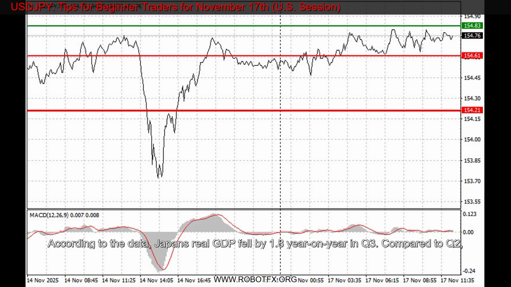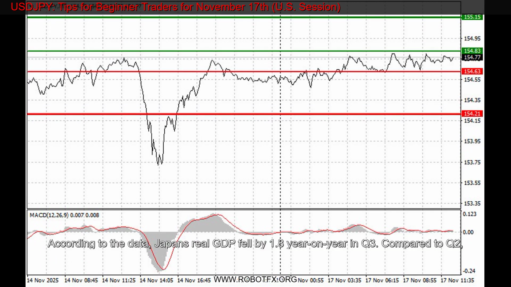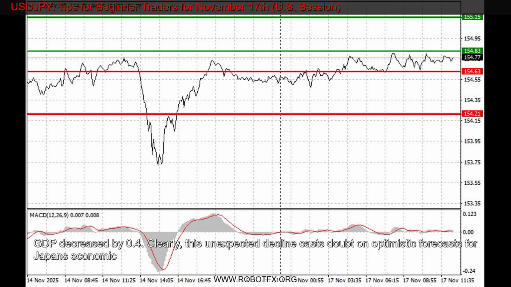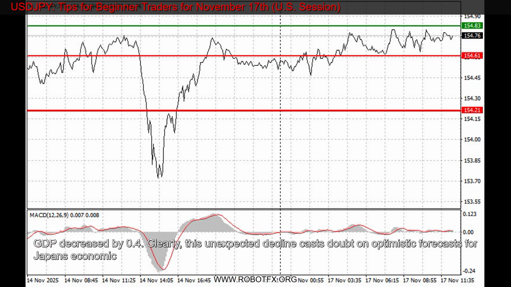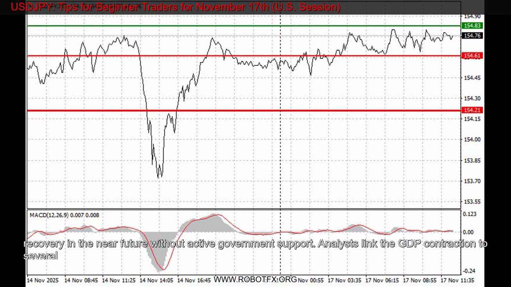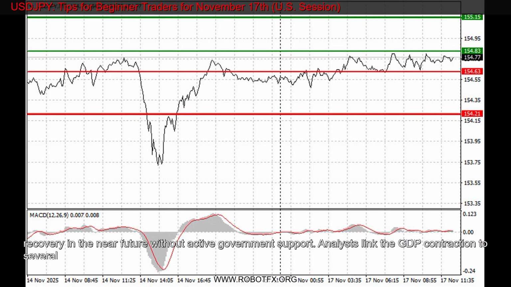According to the data, Japan's real GDP fell by 1.8% year-on-year in Q3. Compared to Q2, GDP decreased by 0.4%. Clearly, this unexpected decline casts doubt on optimistic forecasts for Japan's economic recovery in the near future without active government support.